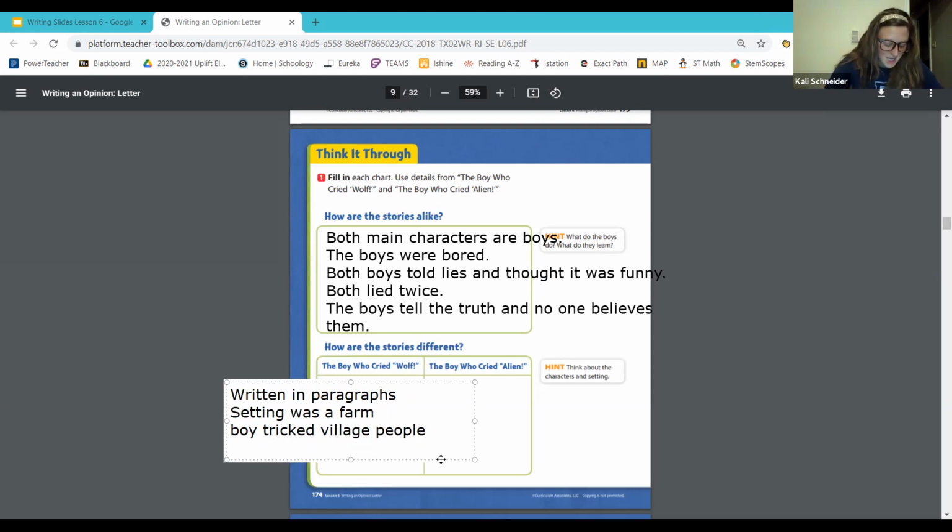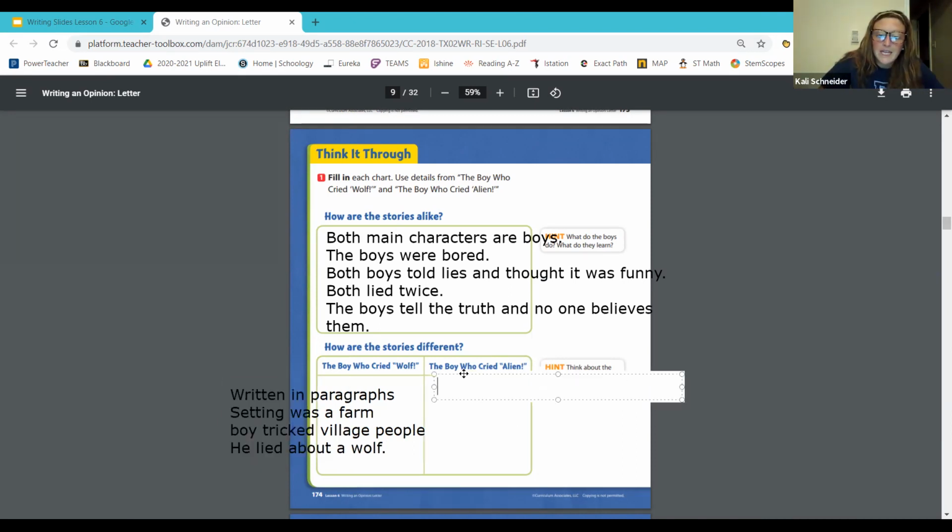All right. And then both of them in this one, his lie was about a wolf. So he lied about a wolf. All right. So those are a few things about the boy who cried wolf. Let's go ahead and look at the boy who cried alien now. The boy who cried alien, I really enjoyed. The story was told in pictures.